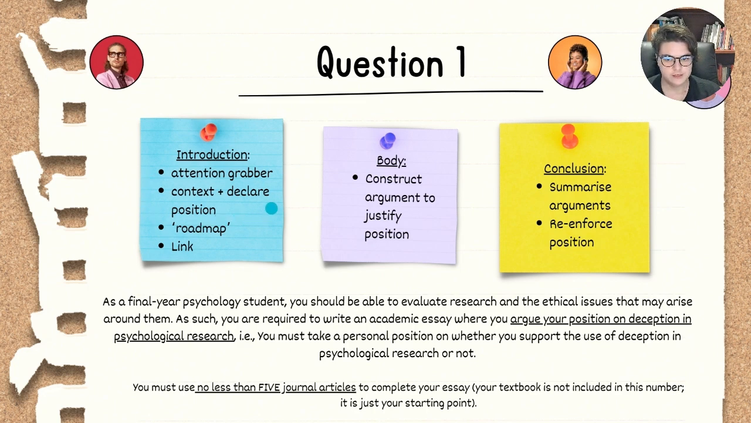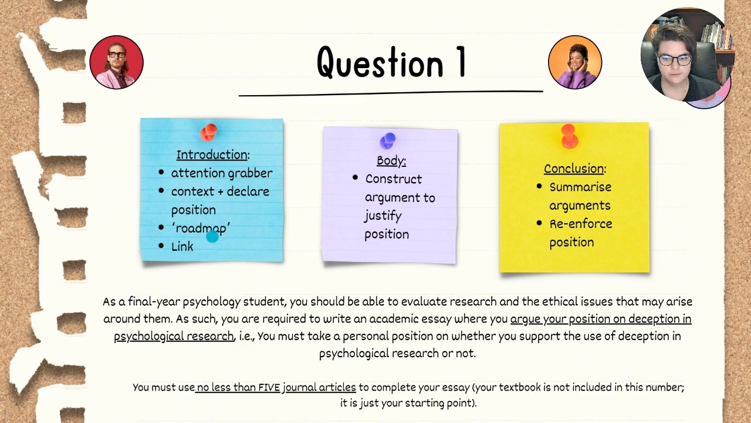Sometimes it's useful here to give a definition of your concept. So, what does deception in research mean? And then you declare your position. If you haven't already made it clear in your attention grabber, you make it clear here that you either support or do not support the use of deception in research. And yes, you may use "I", the personal pronoun, but remember, as much as you need to be stating an opinion, all of your points must be backed up by academic sources. So you are finding arguments in papers and constructing them here to back up your position.